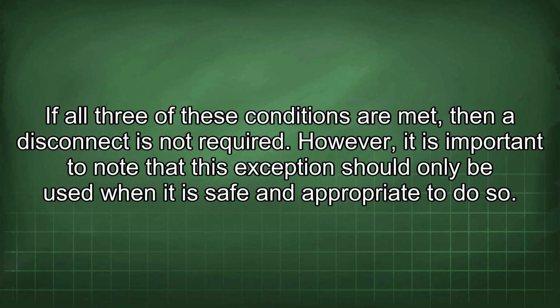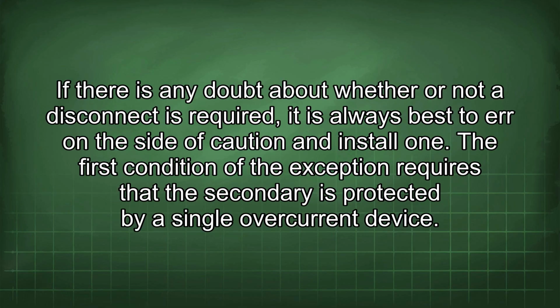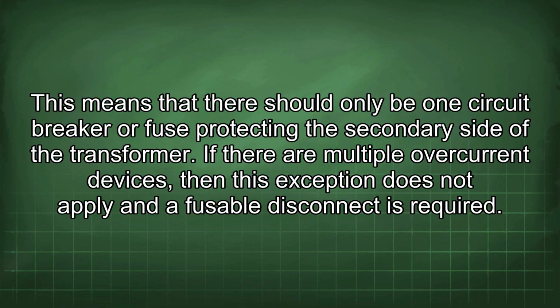However, it is important to note that this exception should only be used when it is safe and appropriate to do so. If there is any doubt about whether or not a disconnect is required, it is always best to err on the side of caution and install one. The first condition of the exception requires that the secondary is protected by a single overcurrent device. This means that there should only be one circuit breaker or fuse protecting the secondary side of the transformer. If there are multiple overcurrent devices, then this exception does not apply and a fusible disconnect is required.